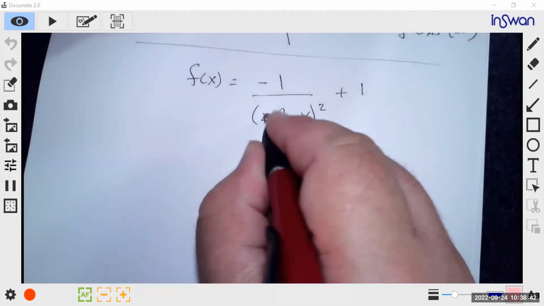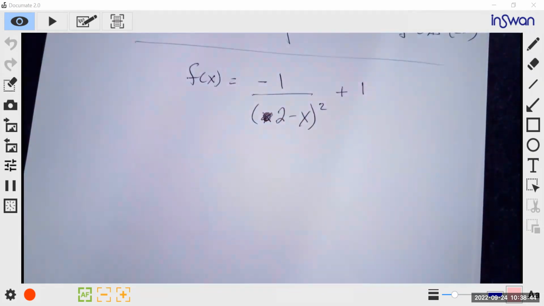There. Negative 1 over 2 minus x squared plus 1.